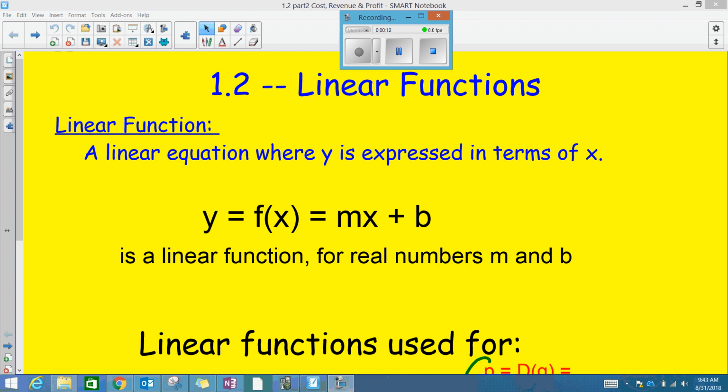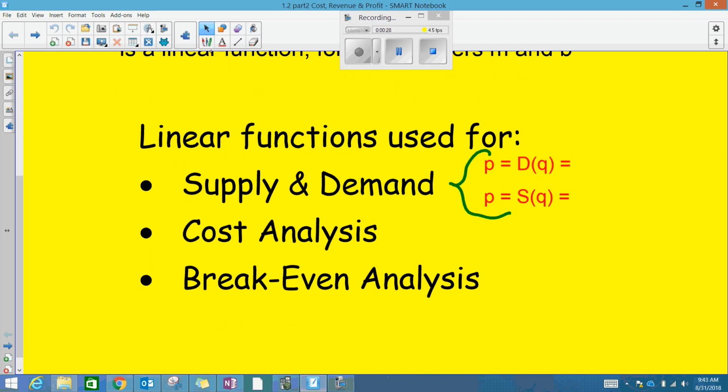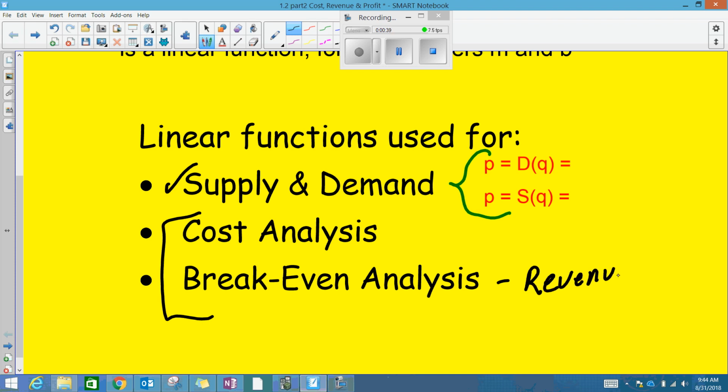So we're still working with linear functions, but today, instead of supply and demand, we're going to look at cost, revenue, and profit. So again, more business functions using linear equations. This is just a repeat of the slide from last class, to show that we have now taken care of supply and demand. And today we're going to look at cost analysis and break-even analysis, which is revenue and profit.